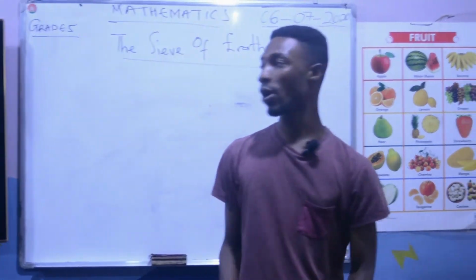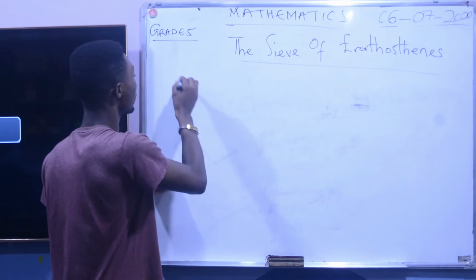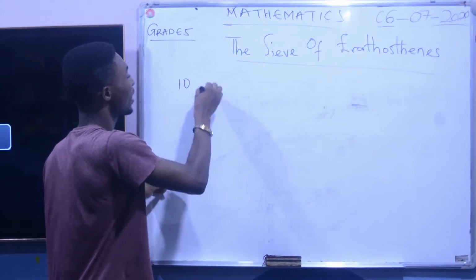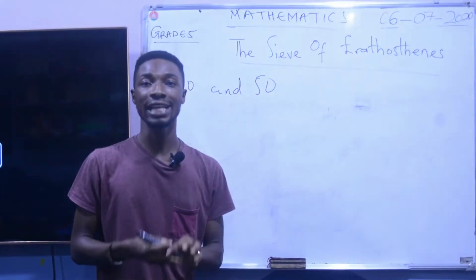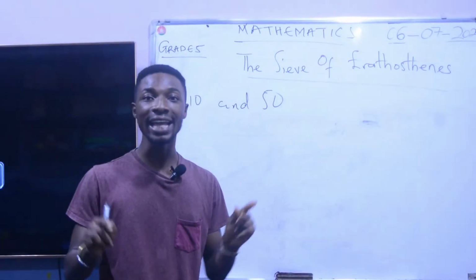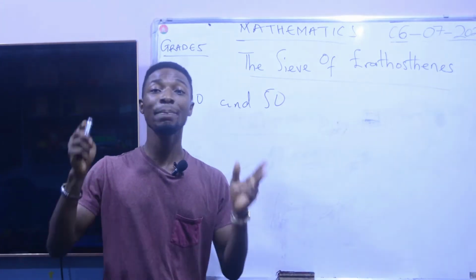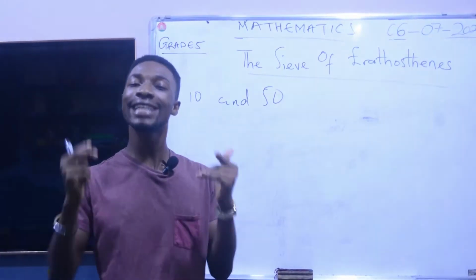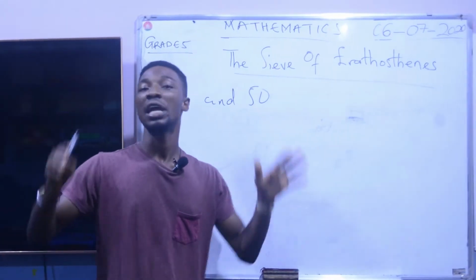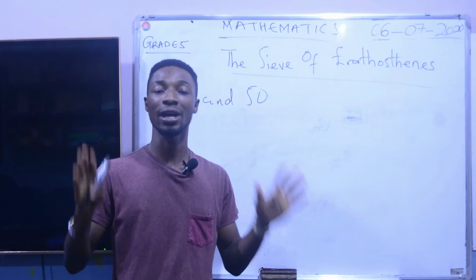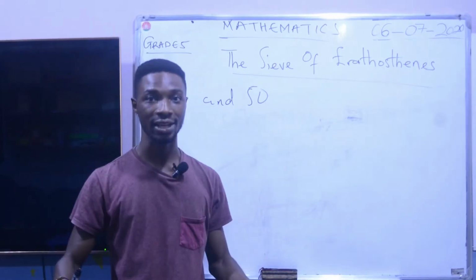So let's go to the board. Let's say we have been given the numbers 10 and 50. The question says, use the sieve of Eratosthenes to find the set of prime numbers between 10 and 50. Or the question might just say, find the set of prime numbers between 10 and 50. You can just apply the sieve of Eratosthenes to make your work simpler and easier.